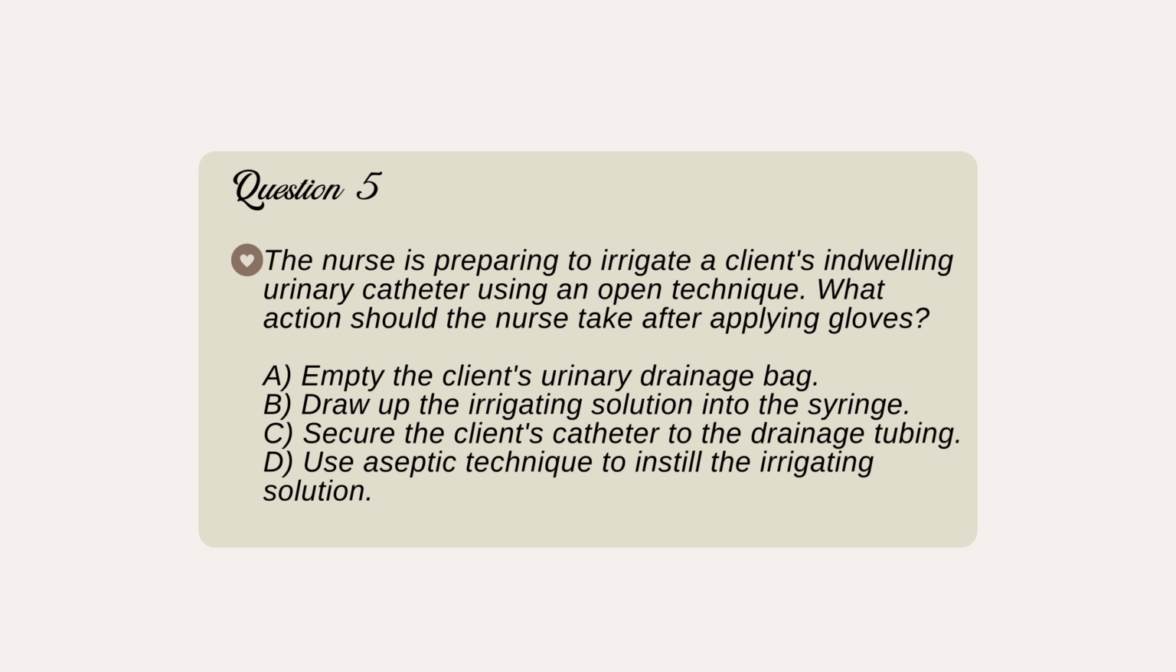Question number 5. The nurse is preparing to irrigate a client's indwelling urinary catheter using an open technique. What action should the nurse take after applying gloves? A. Empty the client's urinary drainage bag. B. Draw up the irrigating solution into the syringe. C. Secure the client's catheter to the drainage tubing. D. Use aseptic technique to instill the irrigating solution.